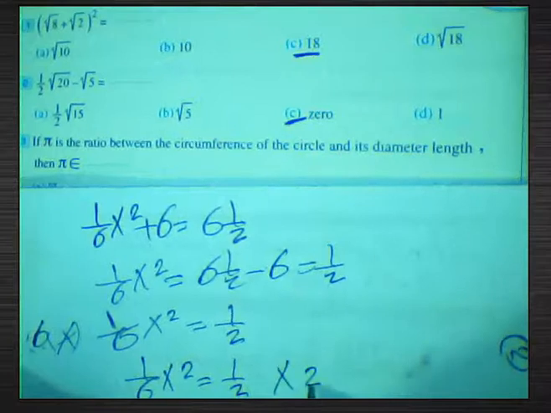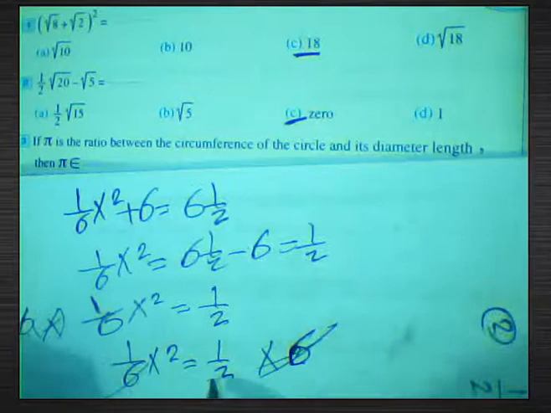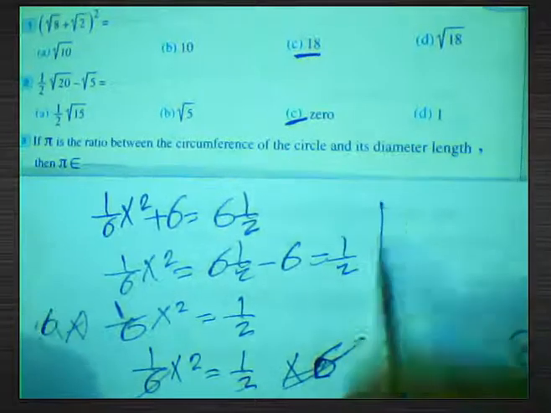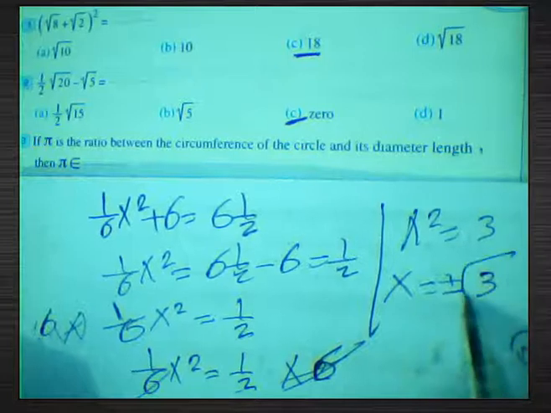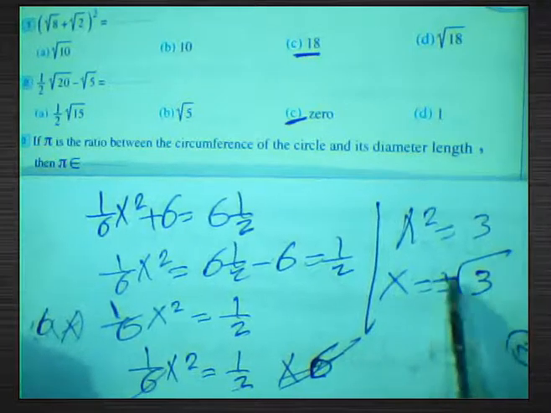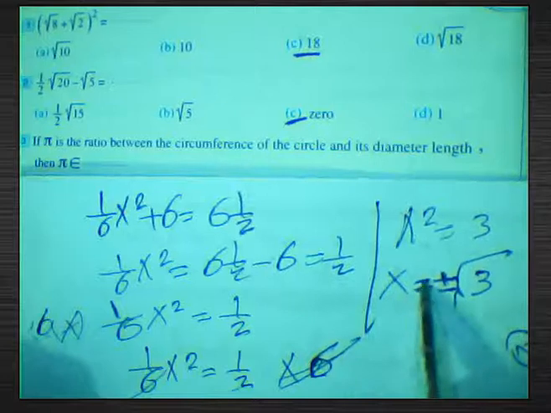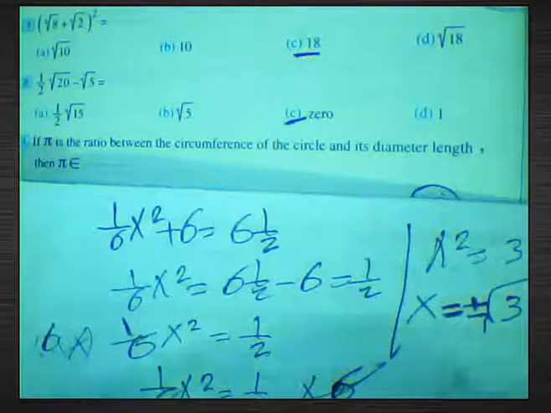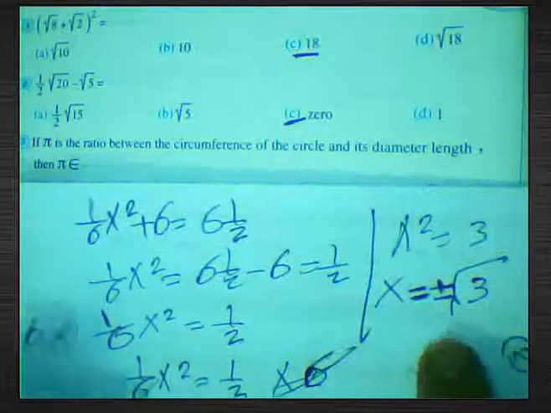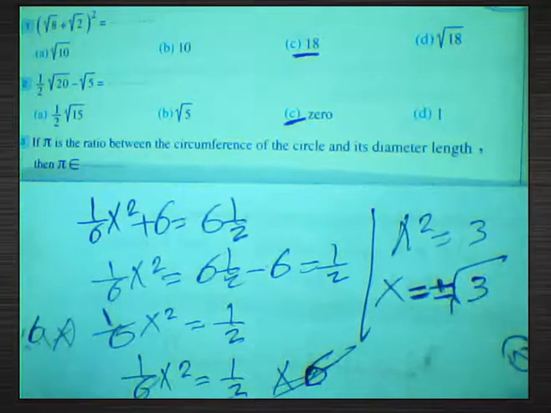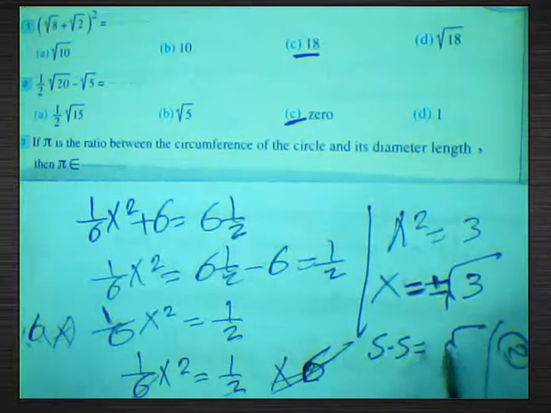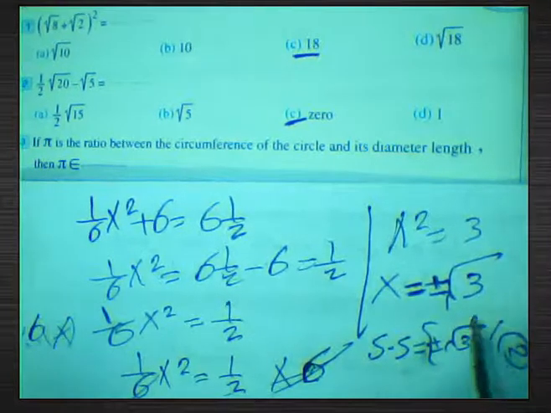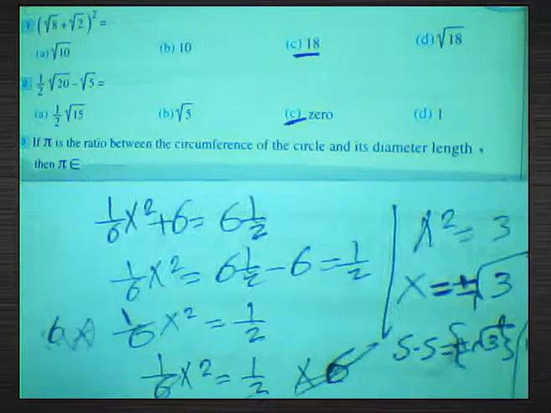We will multiply by 6. Okay, 6 divided by 6 equals 1. 6 divided by 2 equals 3. So we can write x power 2 equals 3. So x equals positive or negative square root of 3. Don't write positive only. You must write positive and negative. Okay, so the solution set will be square root of 3, positive or negative, in brackets.